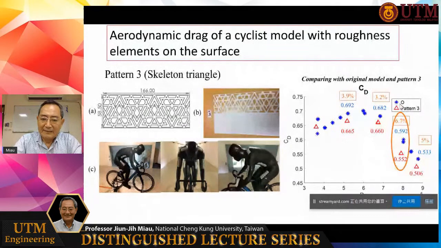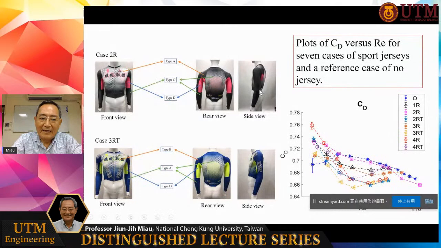And so, along this direction, actually we made the cross, we made the cross with this roughness element pattern, as you can see here. So we have what we call different cases, actually seven cases with textile materials, and some of these textile cloths with a triangular pattern, the T which represents the triangular patterns. And this symbol O here represents the original cyclist model.